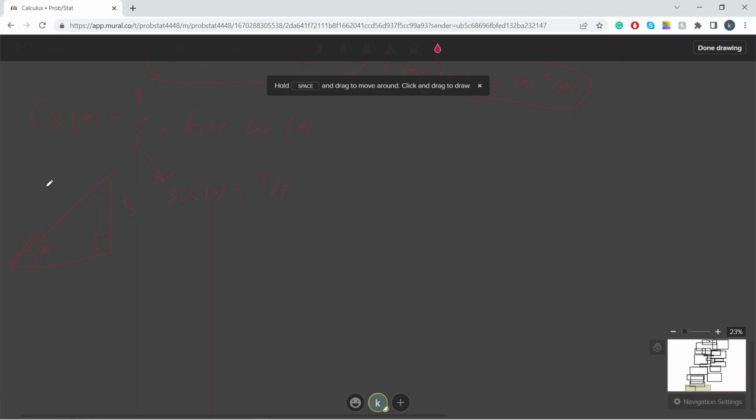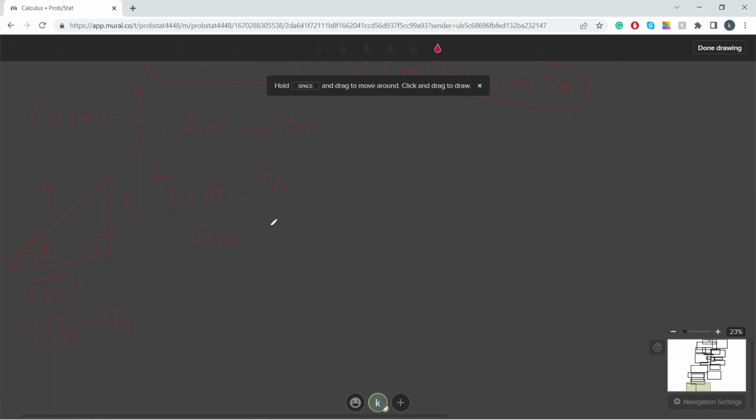So you have a 5 here and a 9 here. Now, because you have these two sides, we can figure out the third side. This is going to be the square root of 9 squared minus 5 squared, right? By the Pythagorean theorem. So this is just going to be the square root of 81 minus 25, which is 56. And that's going to be 2 root 14. Okay, cool. Now we can find cotangent of theta, right?